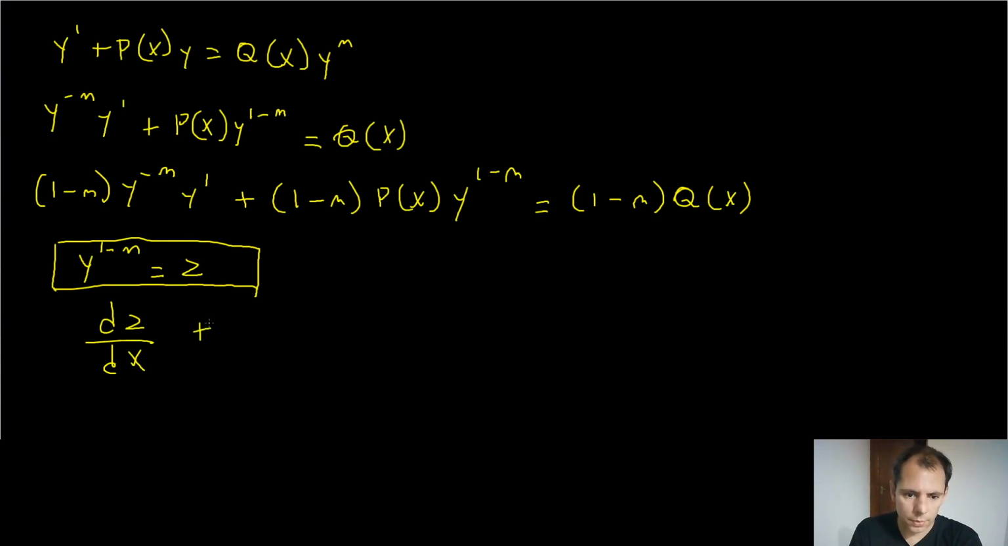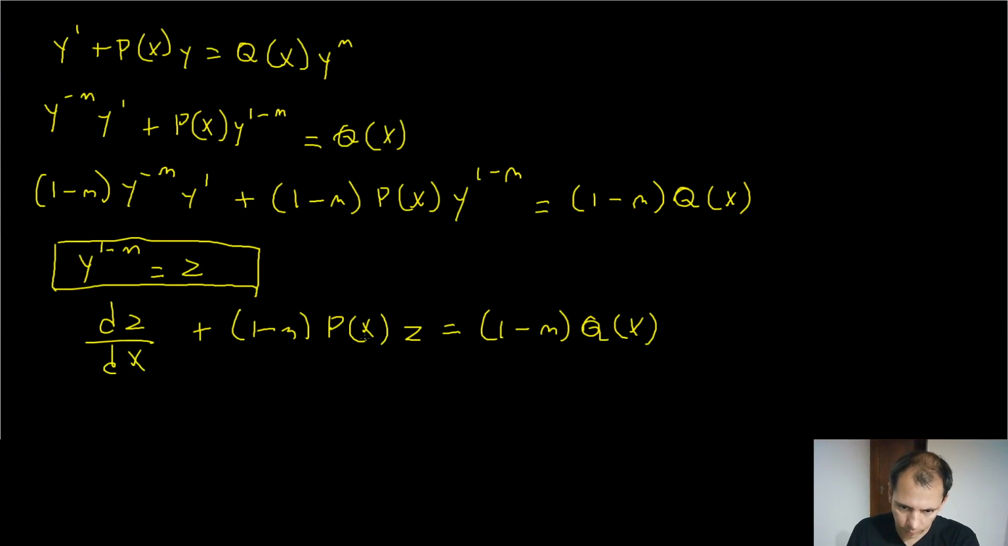And over here, you have this stuff in here. You have 1 minus n times p of x times z, because y to the 1 minus n is z, equals 1 minus n times q of x. So now you see, instead of q of x, I have 1 minus n times q of x. So what? This is the new q of x, all right?